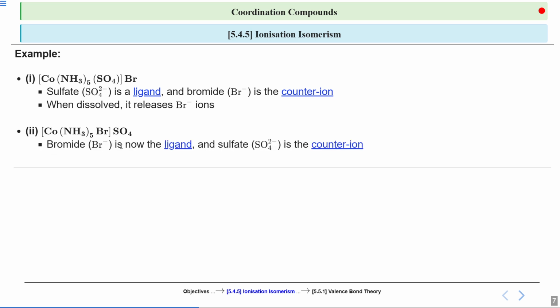So here the bromide is now the ligand, and the sulfate ion is the counter ion present outside of the coordination sphere. And when this complex is dissolved in the solution, it is going to release the counter ion, which is sulfate in this case.